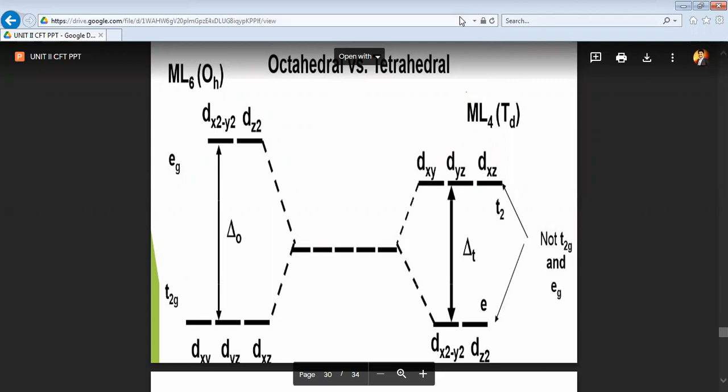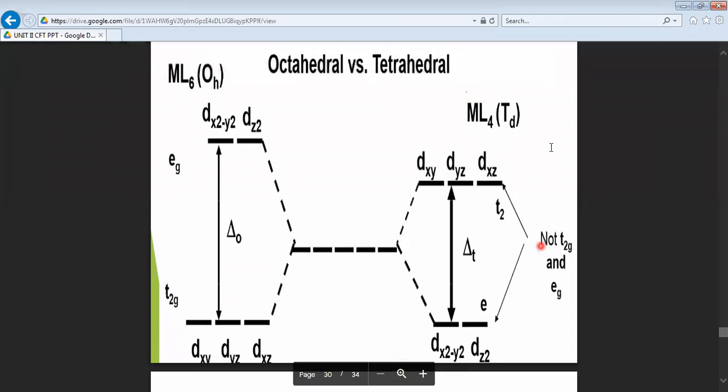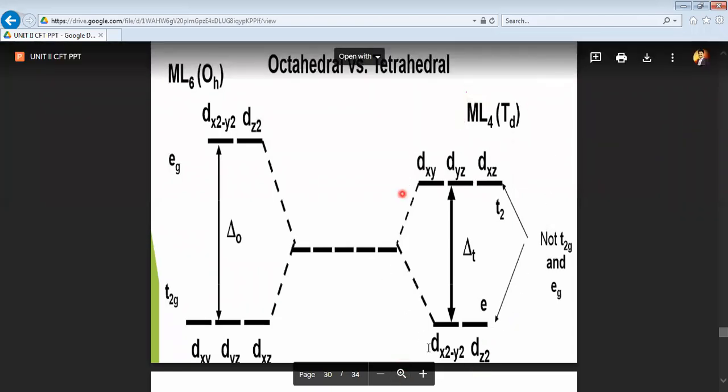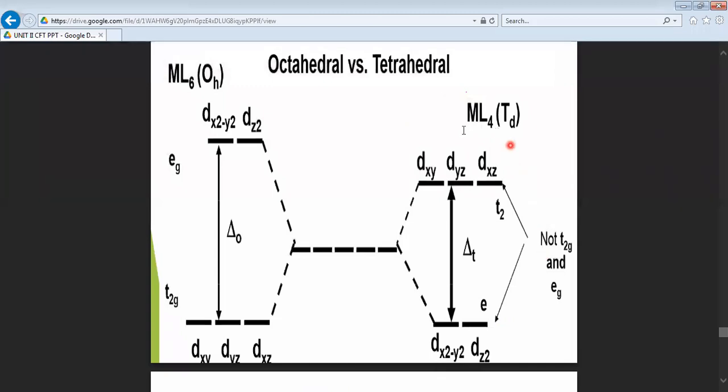What about octahedral? What about tetrahedral? This is tetrahedral. This is octahedral. In tetrahedral, octahedral is the opposite of tetrahedral.